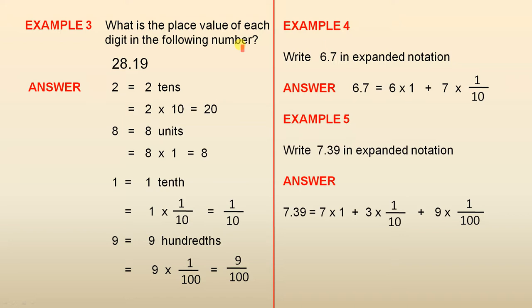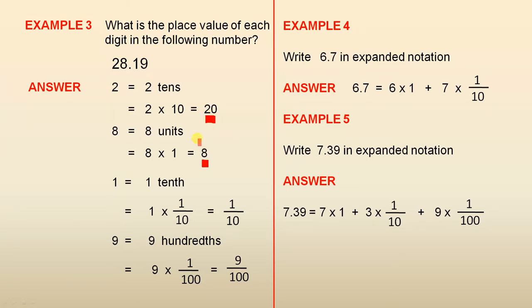Example 3. What is the place value of each digit in the following number? Now there are 4 digits, 1, 2, 3, 4, 4 altogether. So the 2 is in the tens column, so it's 2 tens, which is 2 times 10, which is 20. So that's the value of the 2. The 8 is in the units column, so it's 8 units, which is 8 times 1, which is 8. That is the actual value of the 8, because 28 is 20 plus 8.